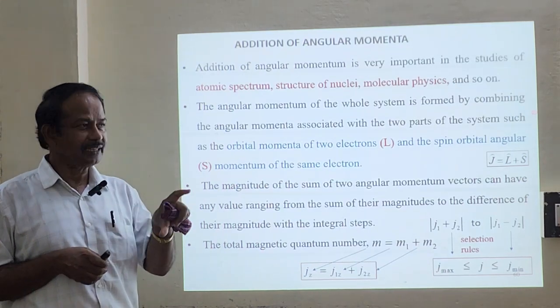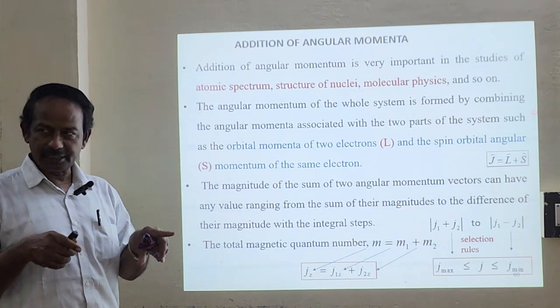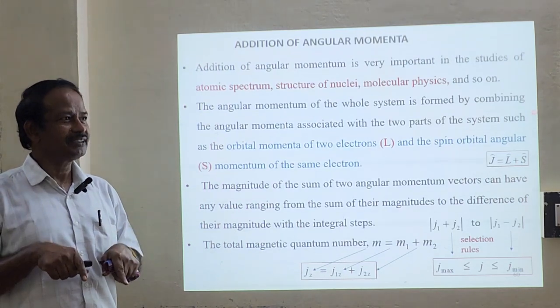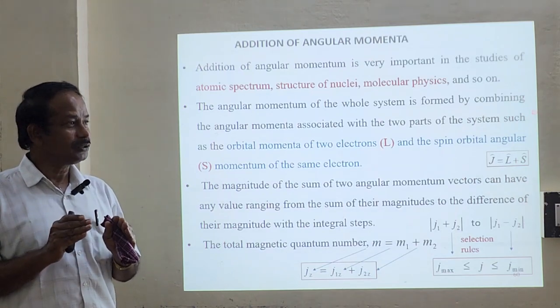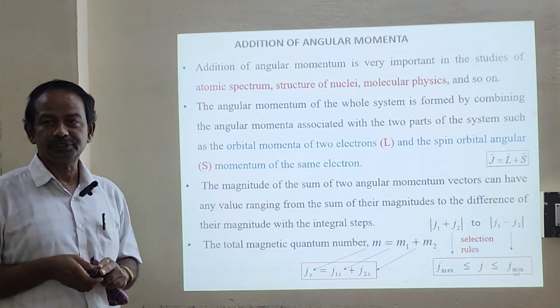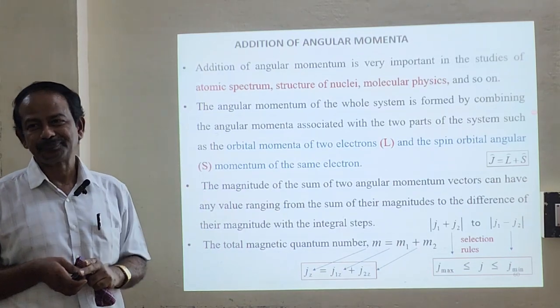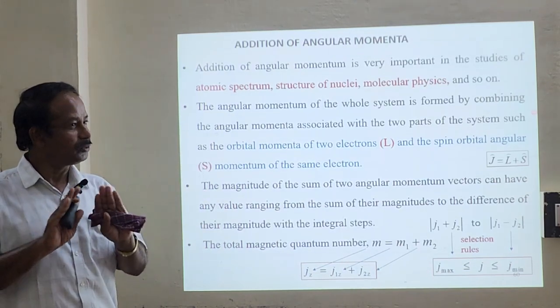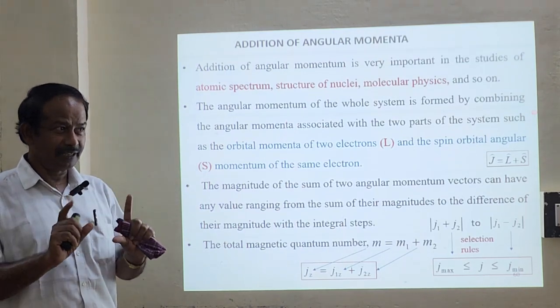So we are going to add two angular momenta, J1 plus J2, through some basis. We will get some values. These values are nothing but Clebsch Gordan coefficients. Clebsch Gordan coefficients will always be real values. They will have no complex numbers, so we'll have only real values.